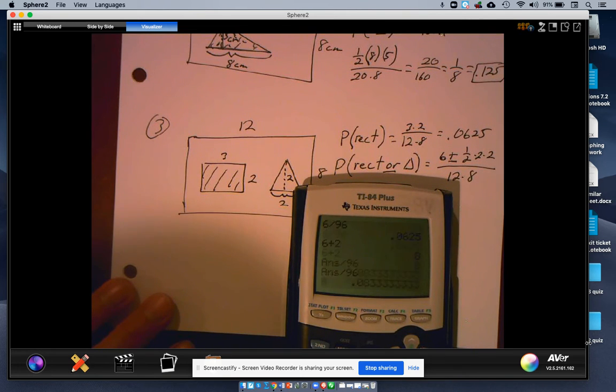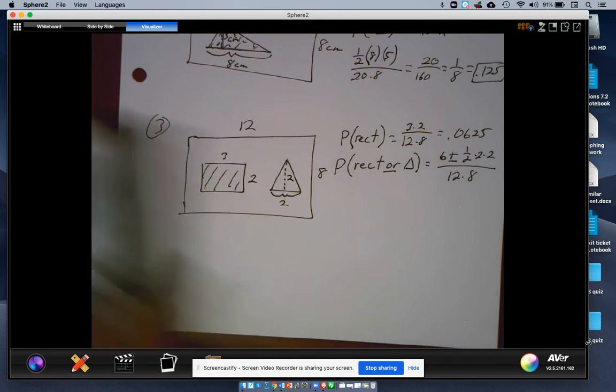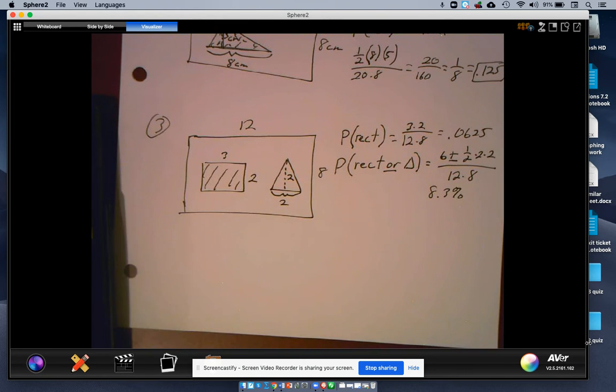My percentage had to go up because I have a bigger space here. I have a better chance of hitting when I add both shapes in. So that's an 8.3% chance of hitting in the rectangle or the triangle.